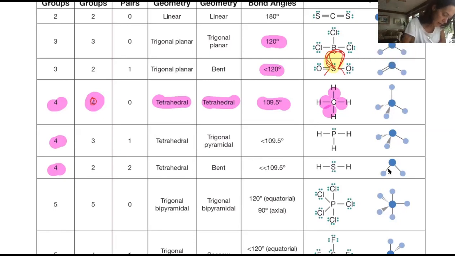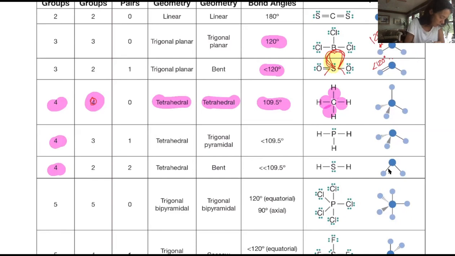But right here, we have 120 degrees. And right here, we have less than 120 degrees. Okay? So I want you to keep that in mind. Now, let me try to get back on track.